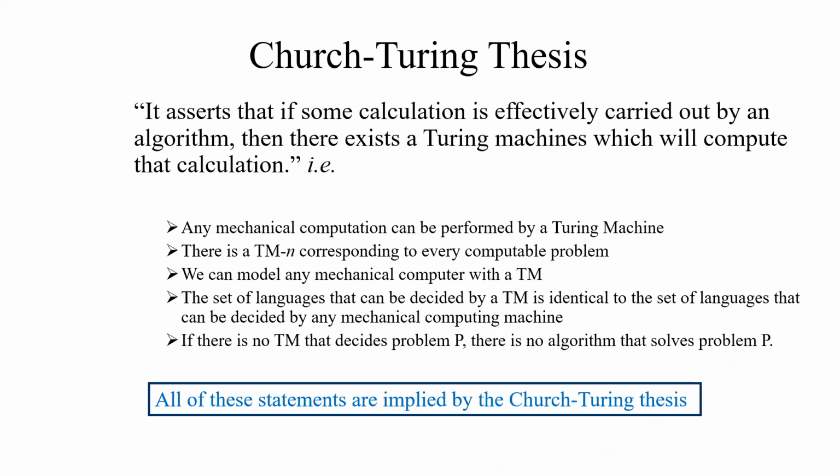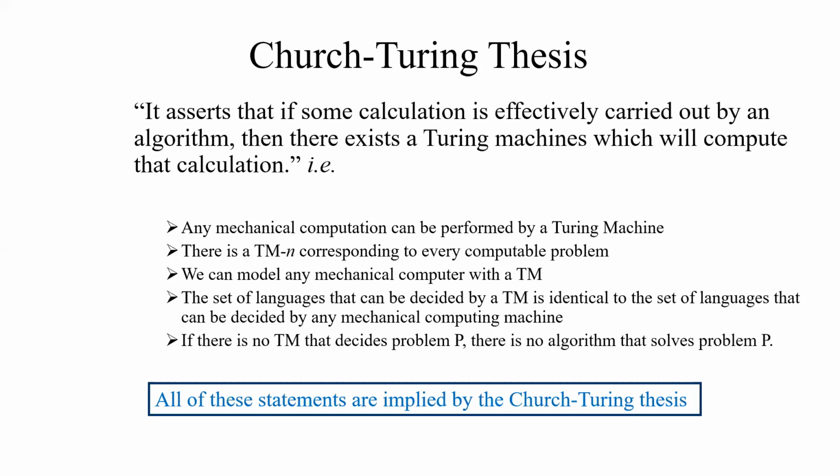Next, we come to the Church-Turing thesis. It says that if some calculation is effectively carried out by an algorithm, then there exists a Turing machine which will compute that calculation. That means any mechanical computation can be performed by a Turing machine. As I said in the first class itself, a Turing machine is the modern-day computer. There is a Turing machine corresponding to every computable problem. We can model any mechanical computer with a Turing machine.